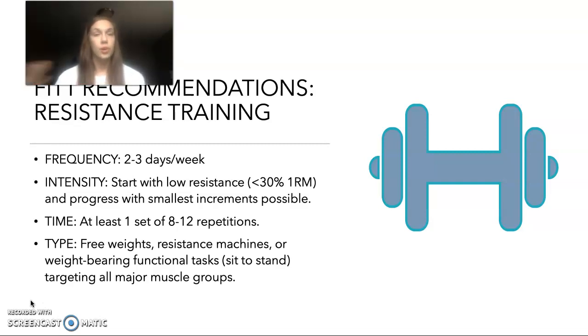After that, you can progress to higher intensities. However, it needs to be in very small increments. For the time, you want to go for at least one set of 8 to 12 repetitions in your sessions. And type, you can really do a lot of different things. You can use free weights, resistance machines, or you can even just focus on weight-bearing functional tasks such as sit to stand. But the main goal is that we want to target all major muscle groups.